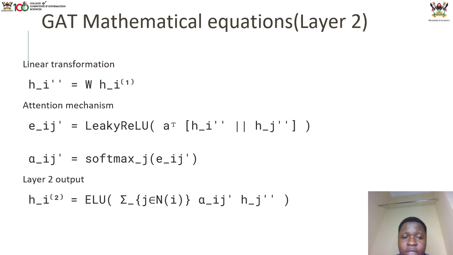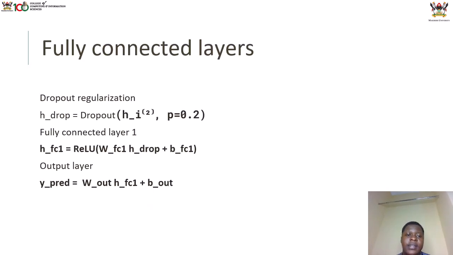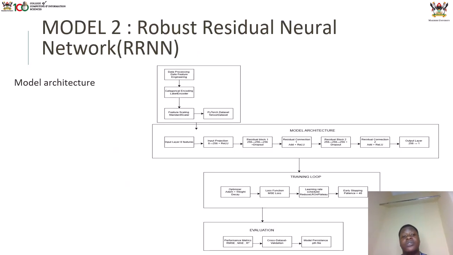These are the mathematical equations involved in graph attention network, and then there's also the robust residual neural network. The robust residual neural network is a neural network that captures and helps us forecast the actual prices using the relationships established by the graph attention network. As I mentioned earlier, this is going to be a hybrid model, meaning that it's going to combine more than one model and therefore give us the final desired output. So we shall go on to the next slide.